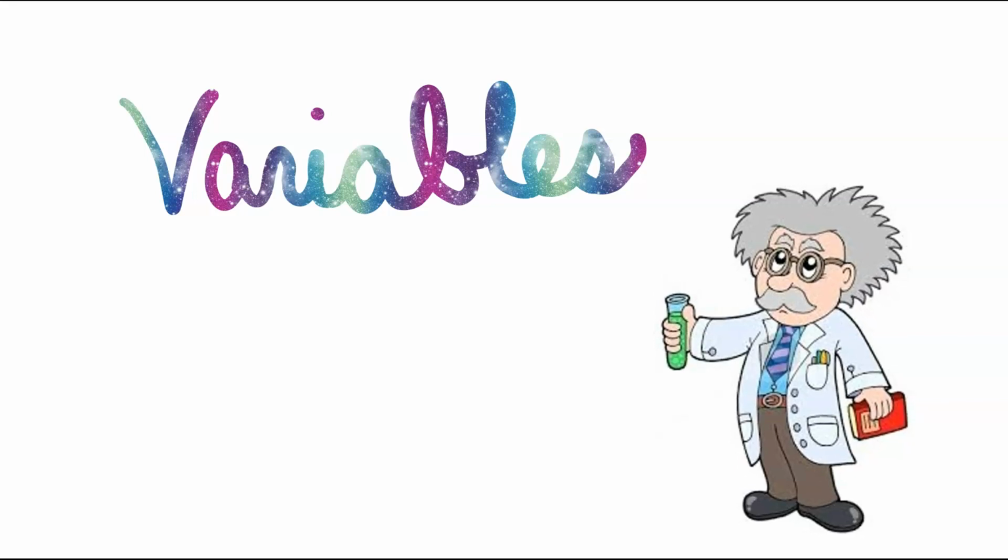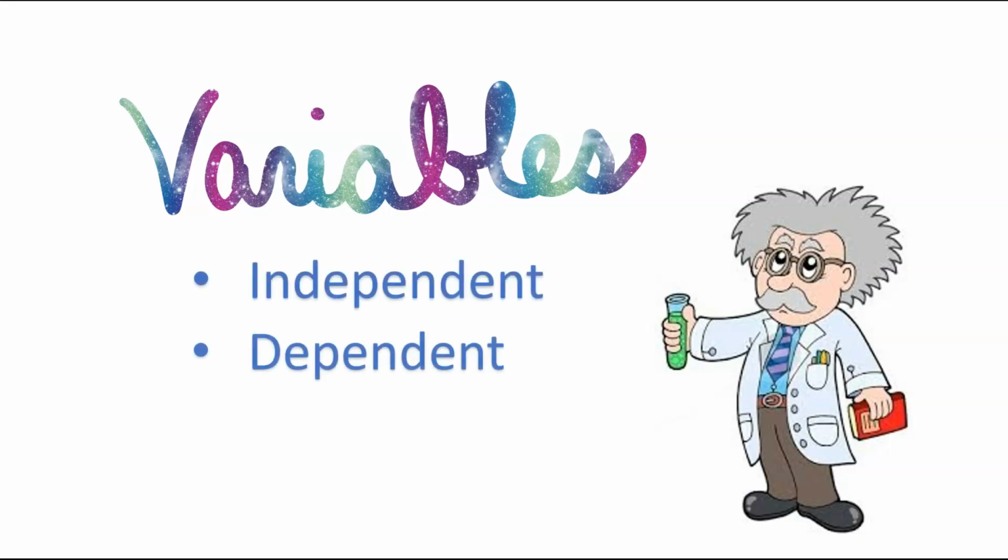In this video, we are going to review variables. Remember, variables are the things that change in an experiment. There are three types of variables: independent variables, dependent variables, and controlled variables.